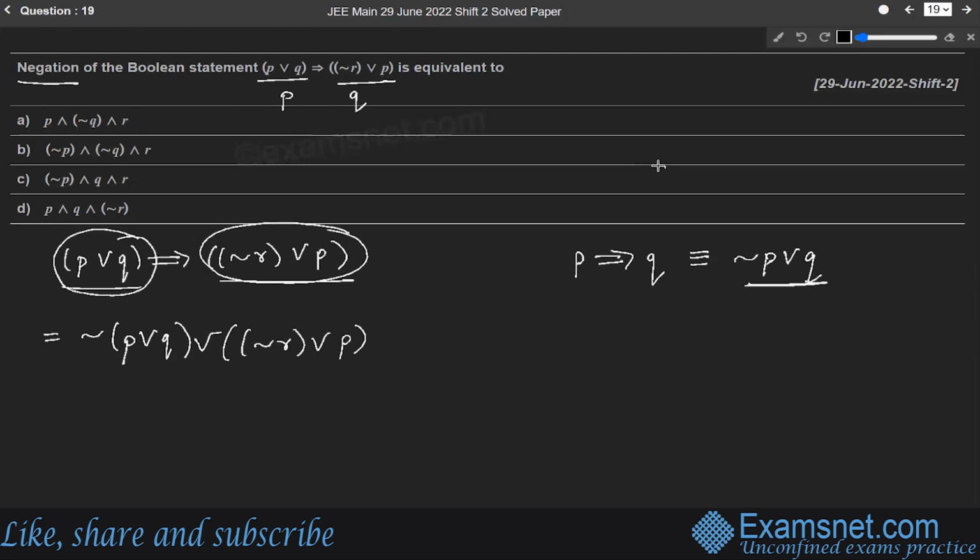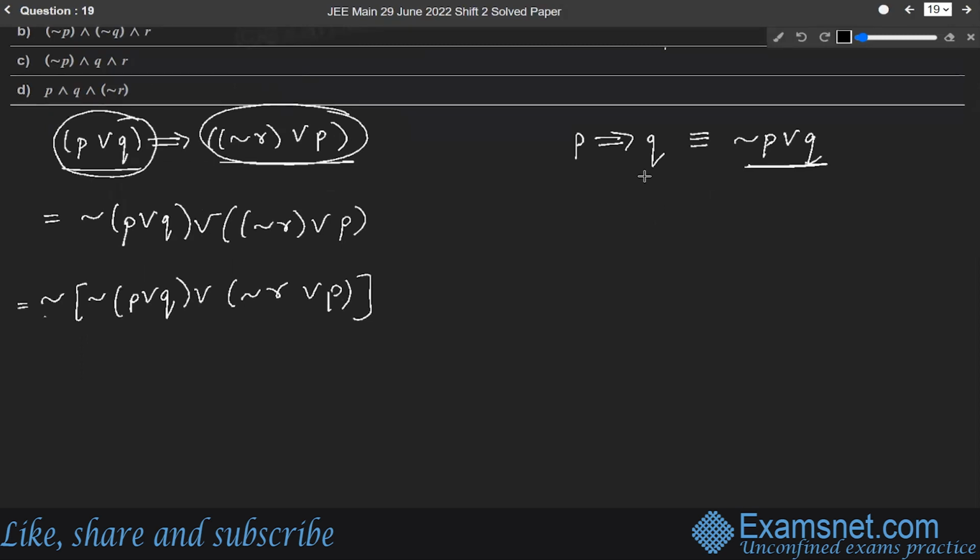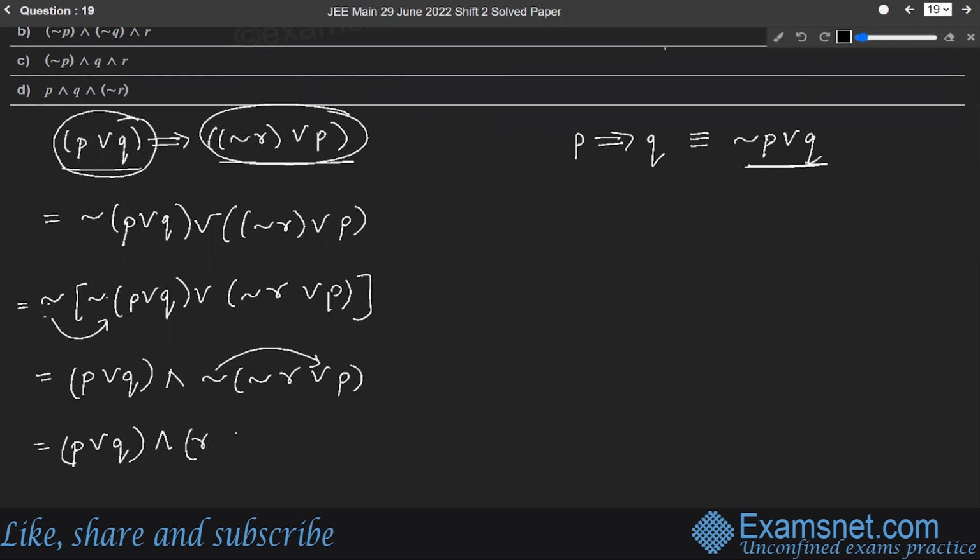So taking negation here, we have negation of negation of (P or Q) or negation of (R or P). Now, when we apply negation here, negation of negation of P or Q will be P or Q. This negation and negation will be cancelled for these two terms. So we have P or Q. Now, due to this negation, this or will be changed to and. Then we have negation of R or P, right? This is equal to P or Q and negation of R will be R. Again, due to negation, this or will be changed to and, and negation of P will be negation of P.